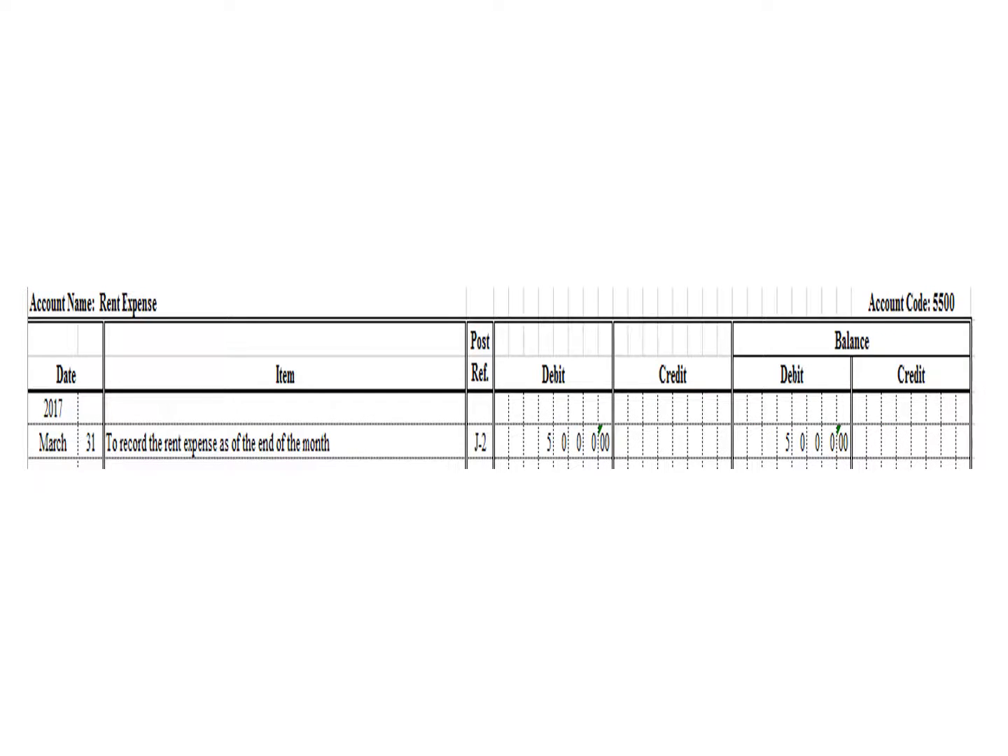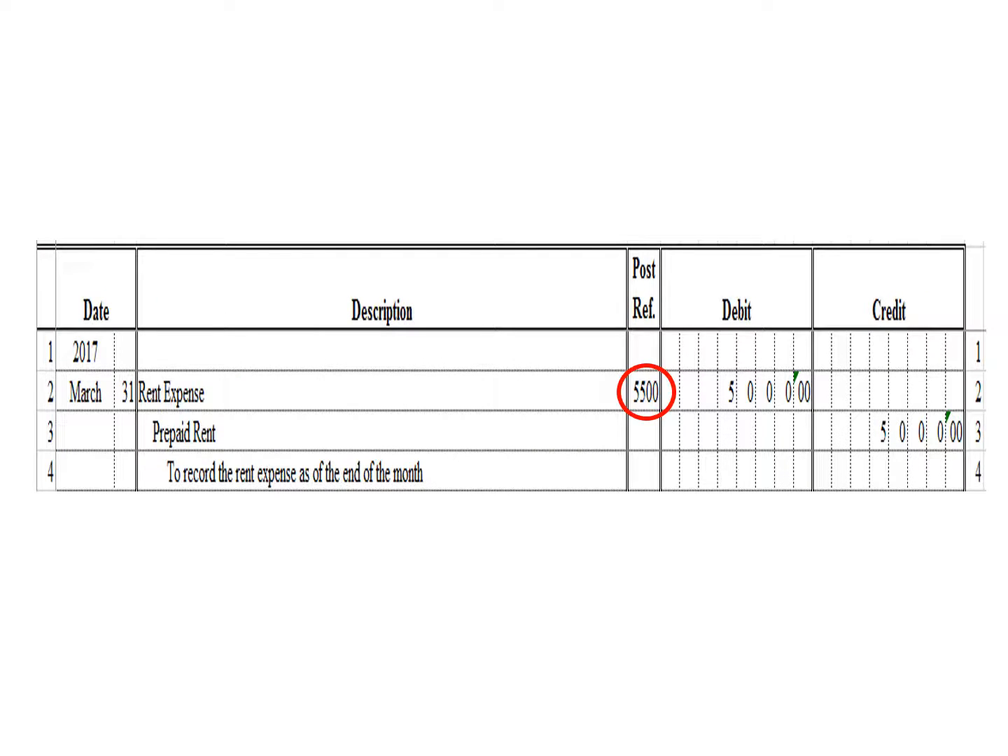To post the debit entry, in our rent expense ledger, we write the date, March 31, the description to record the rent expense as of the end of the month, posting reference J2 because we are now on the second page of the journal, J2. Under the debit column, we write the amount, 5,000 pesos. In the balance section under the debit column, we also write 5,000 pesos. After posting the debit entry, we write the posting reference 5500, the account code for rent expense.